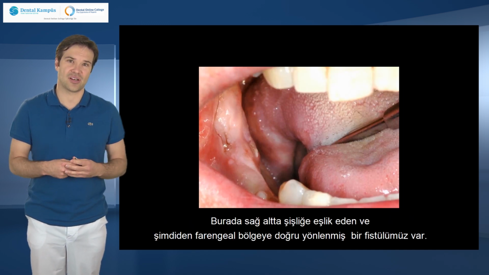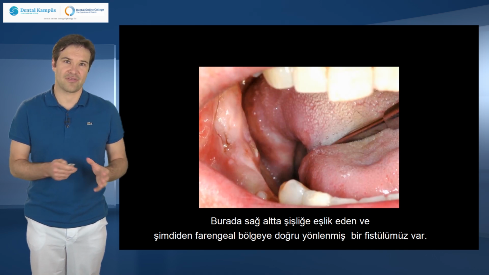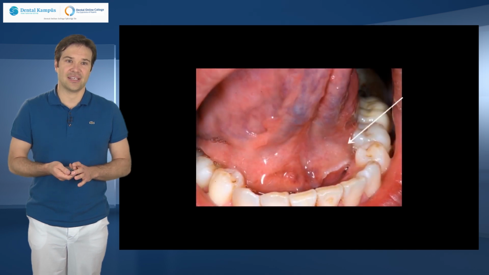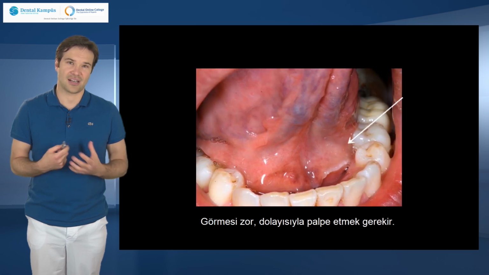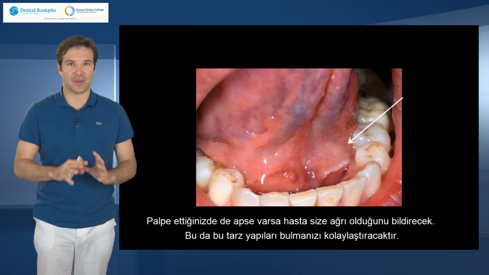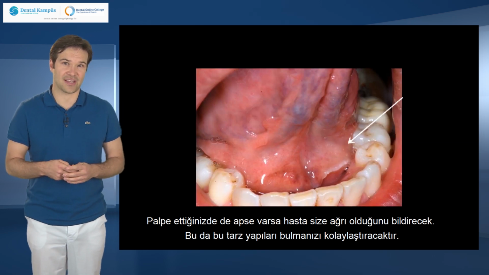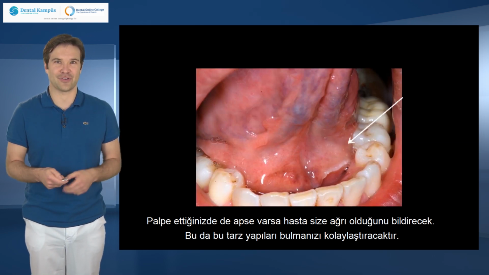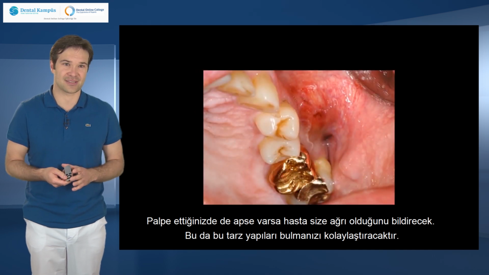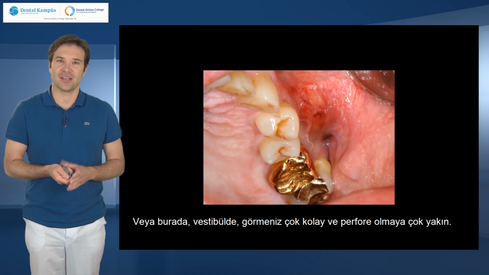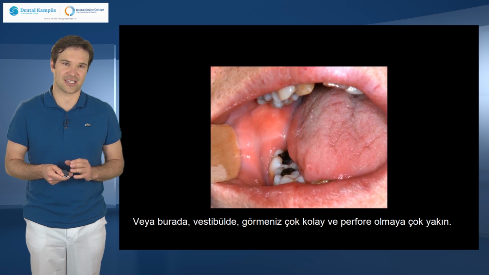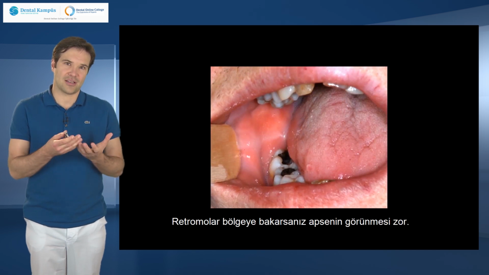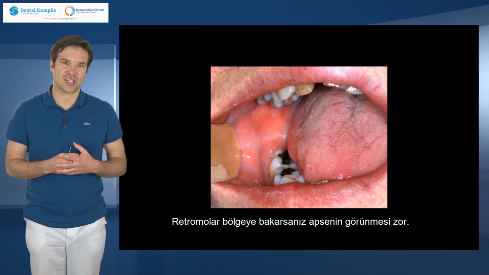Here you have that fistula on the lower right, combined with the swelling that is already back to the pharyngeal area. And here you again have a swelling sublingually on the left side. Hard to see, palpate it. Now when you palpate it, the patient will also indicate pain if there's an abscess, which makes it a little bit easier for you to actually find these processes. Or here in the vestibulum, it's fairly easy to see, and it's very close to perforating in this very case. Now, looking at the retromolar area, it's especially hard to see.